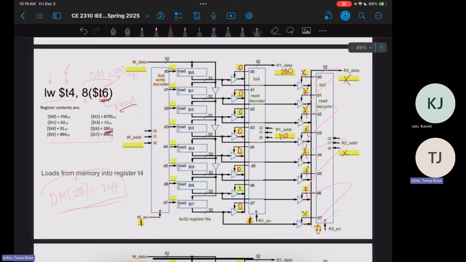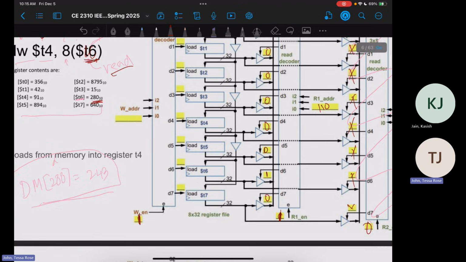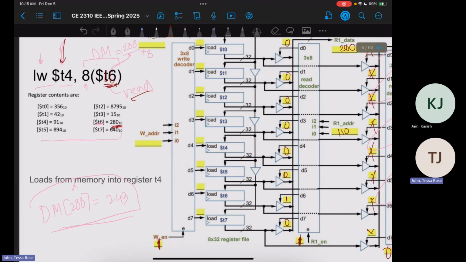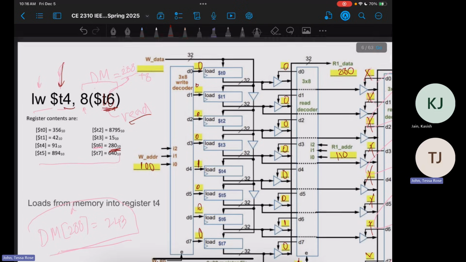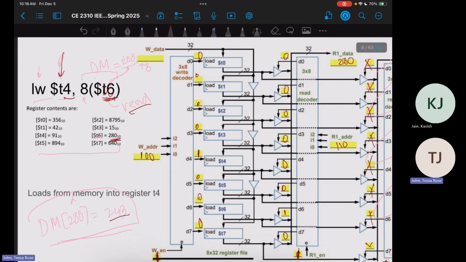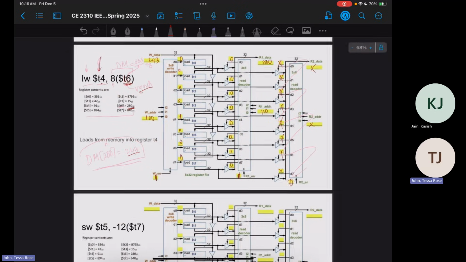So we did the read. Now we have to write it in T4, right? So you have to enable the write, and the adder should be 1100 because it's 4. You write 1 next to T4 and then 0 for the rest of them. And the data we're writing is 243. So we write 243. Does that make sense?